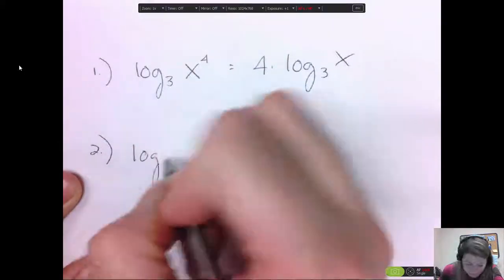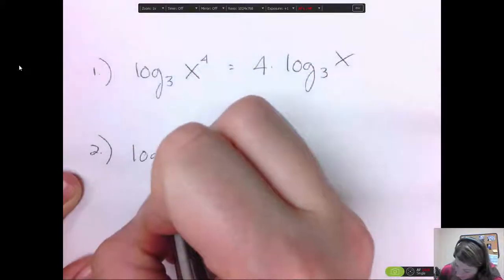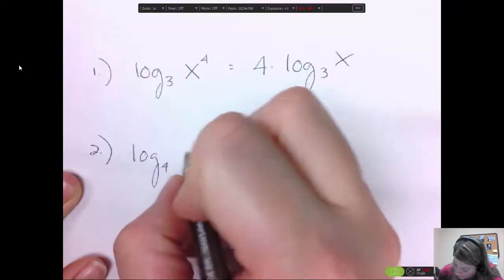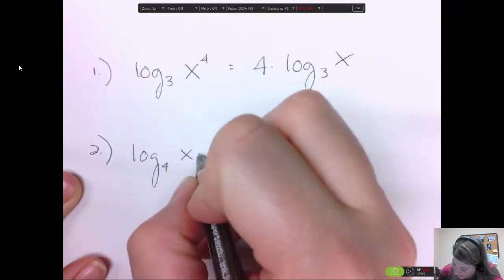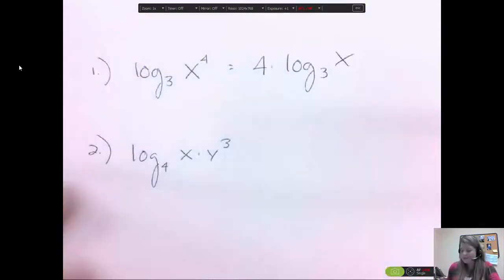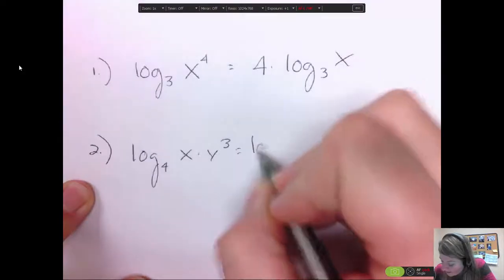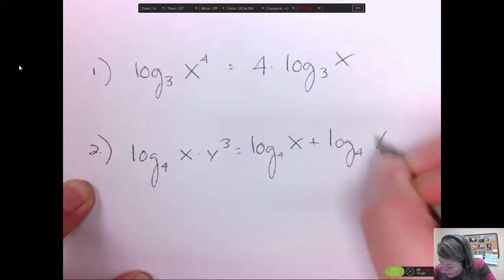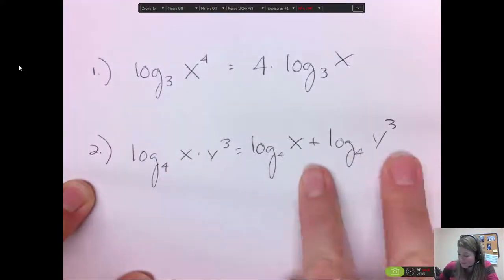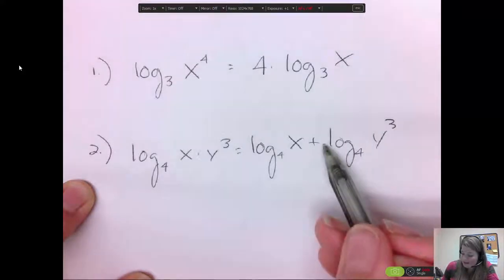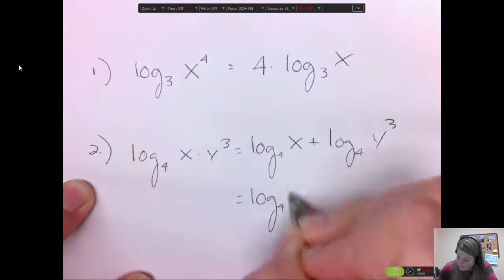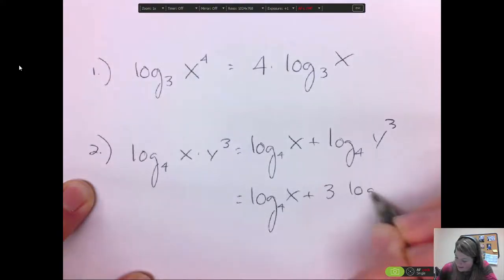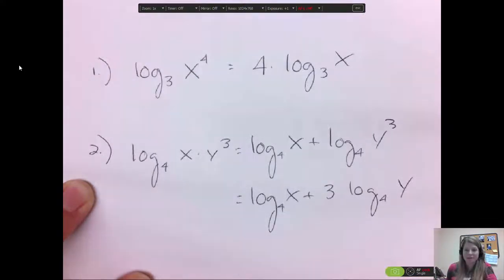What if I have log base 4 of, to make this a little bit harder, let's do x times y to the third. So it's stepping up a little bit. We have times and an exponent. So we first start with our times, and we'll separate that by plus. So to expand this, it would become log base 4 of x plus log base 4 of y to the third. So I broke those up by plus, but I can simplify this one by bringing this down in front. So this first one's expanded as much as it can be, but the second one can be expanded a little more.